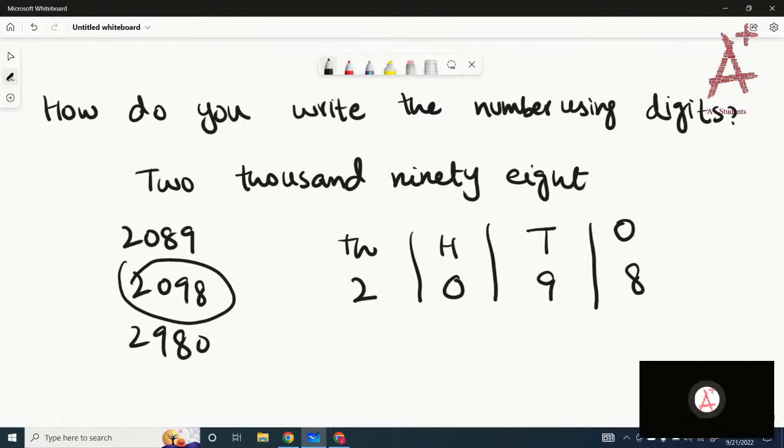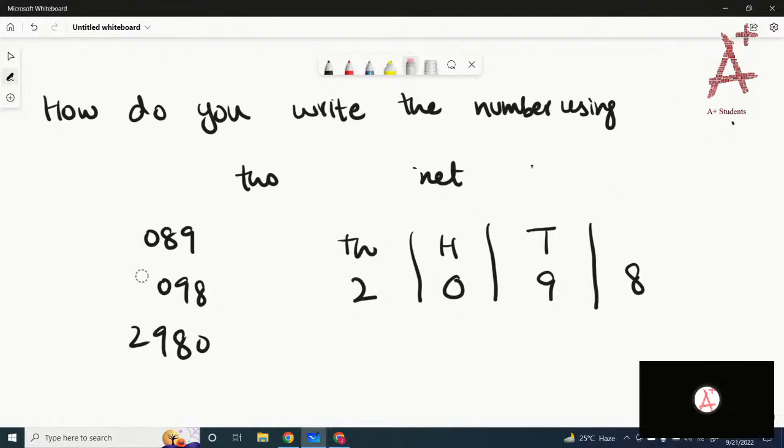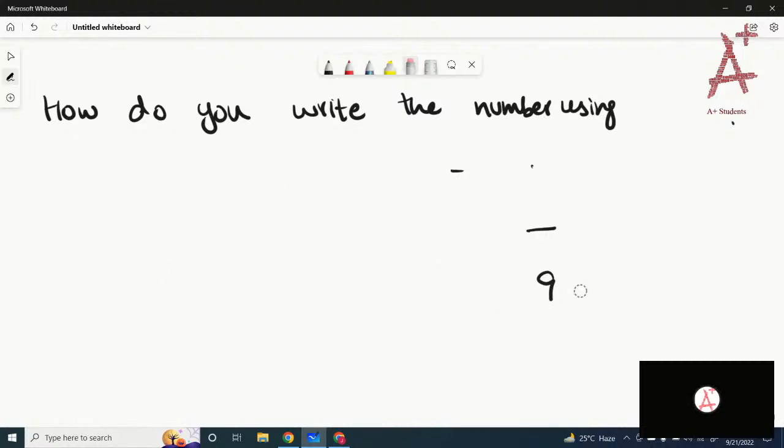Okay, good. So the next one is, how do you write the number using words? Now you are given the digits, you have to write it using words. Okay, the digit is 7100. So first you need to see how many thousands we have.